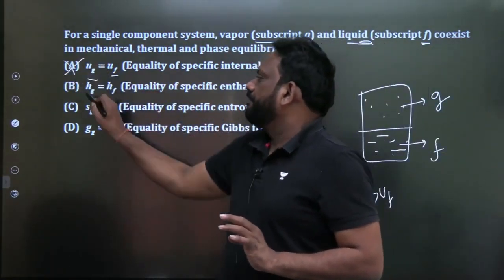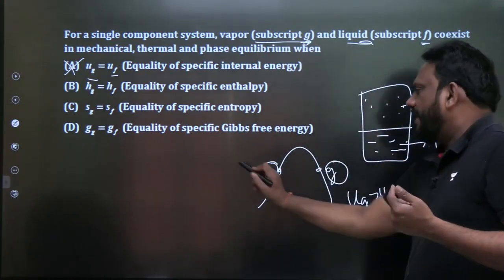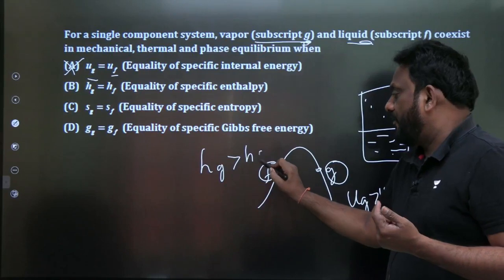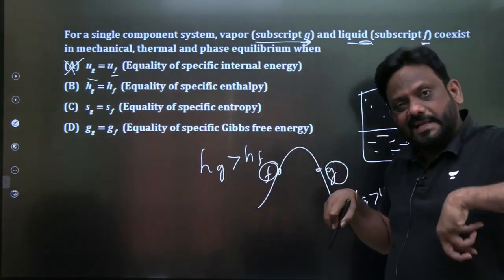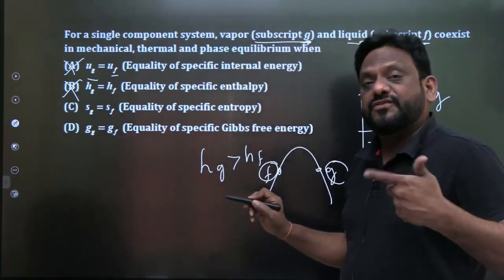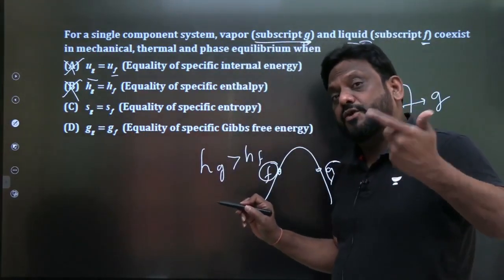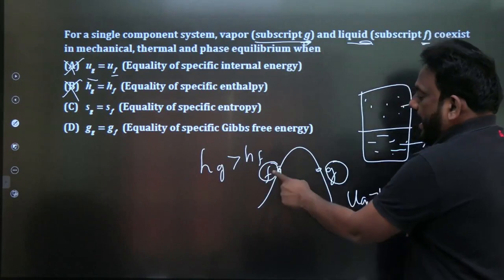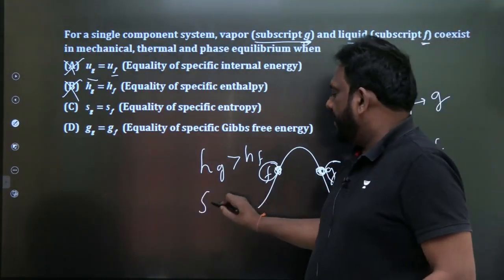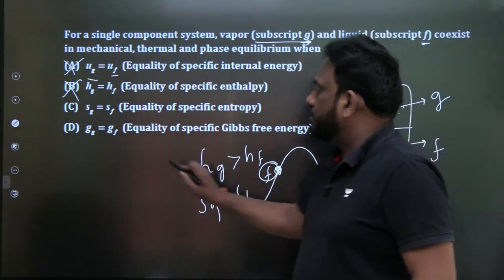It cannot be equal. And you also know that enthalpy of vapor is greater than enthalpy of liquid because there is a latent heat hidden in it. So this is also wrong. And entropy of gases is more than the entropy of liquid. So this liquid has less entropy compared to the vapor which is in gaseous state. So Sg is greater than Sf. So this is also wrong.